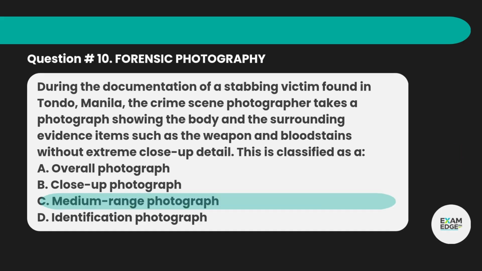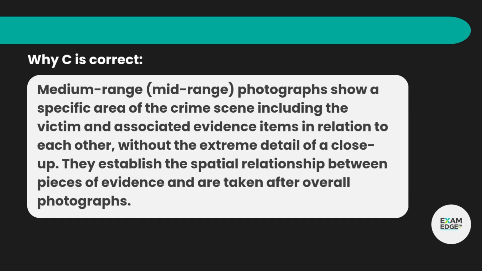Correct answer: C. Medium-range photograph. Why C is correct? Medium-range, or mid-range, photographs show a specific area of the crime scene including the victim and associated evidence items in relation to each other, without the extreme detail of a close-up. They establish the spatial relationship between pieces of evidence and are taken after overall photographs.